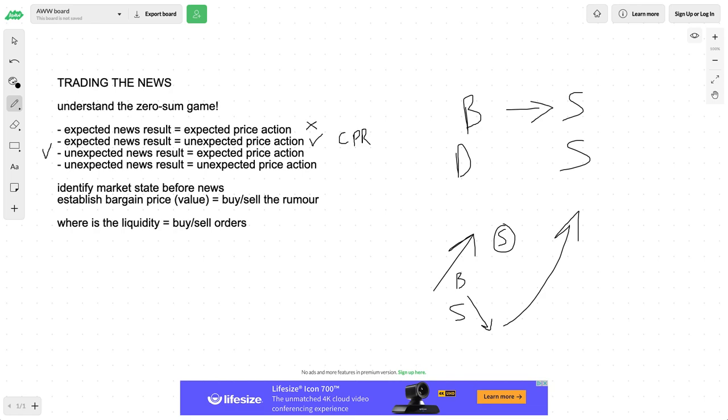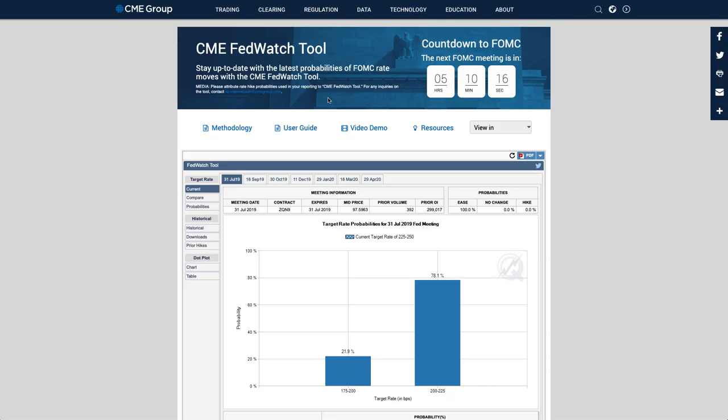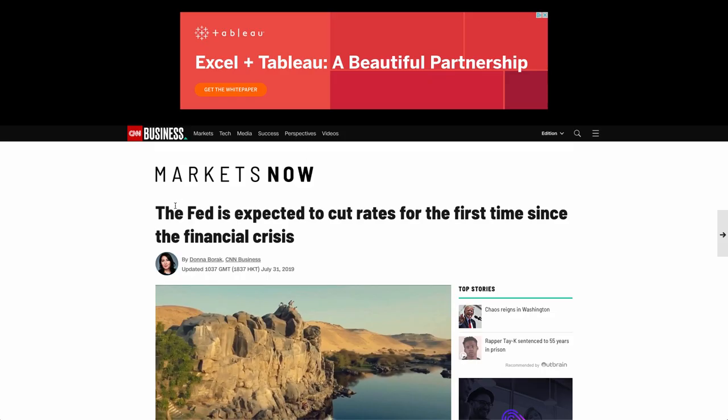So let's give an example of this. This would be the unexpected news result for today. For the Fed cut, it would be either no change, because the financial institutions are not expecting any type of change, or a 0.5% cut, which has a 21% or 22% chance. Say round up to 80%, 79% of the market financial institutions think there's going to be a 0.25% cut. There's going to be a cut regardless. Well, the probability is anyway. The Fed is expected to cut rates for the first time since the financial crisis.